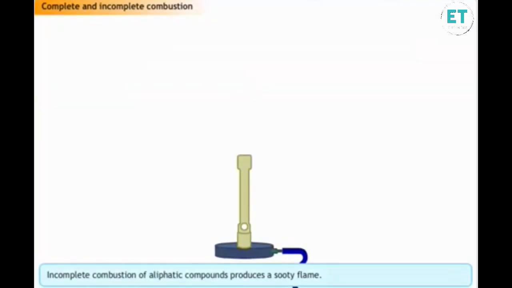The process of combustion can be classified as complete and incomplete combustion. Let's try to understand this concept better through an experiment. Take a Bunsen burner and light it, keeping the air hole completely open. You will see that the gas in the burner burns with a blue or non-sooty flame. Now, gradually start reducing the size of the air hole. As a result, the amount of air going into the burner will keep decreasing.